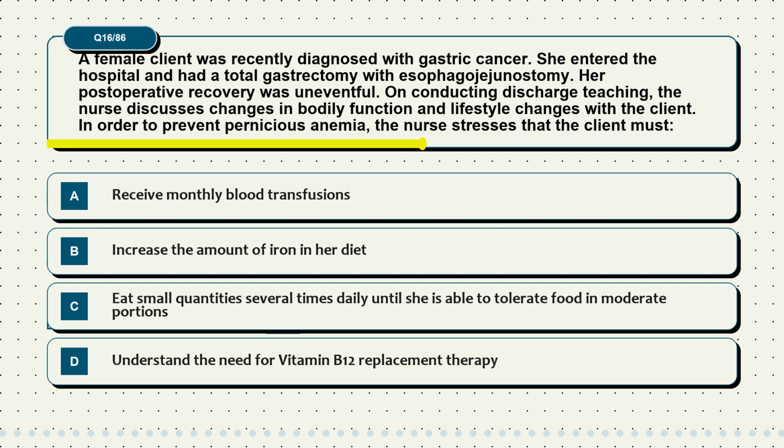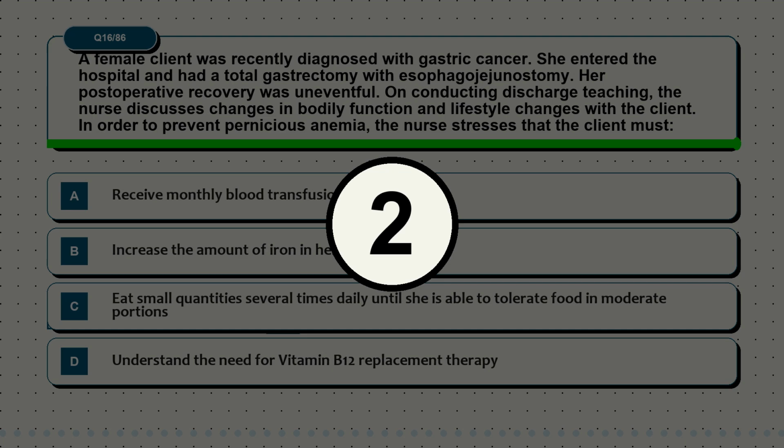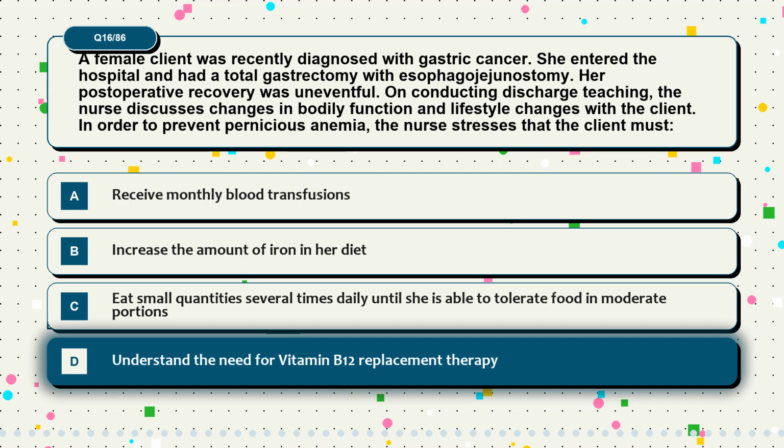Here are the options. Option A. Receive monthly blood transfusions. Option B. Increase the amount of iron in her diet. Option C. Eat small quantities several times daily until she is able to tolerate food in moderate portions. Option D. Understand the need for vitamin B12 replacement therapy. The correct answer is option D. Understand the need for vitamin B12 replacement therapy.